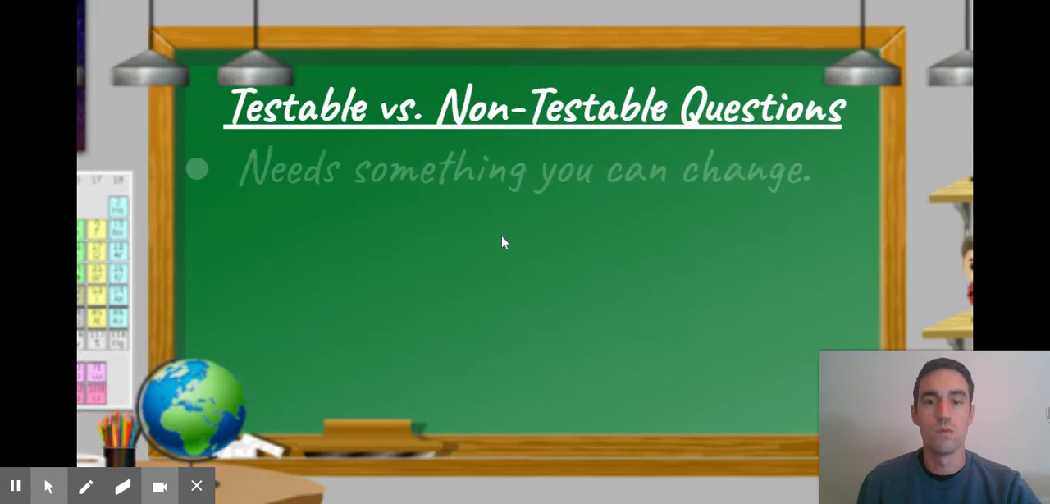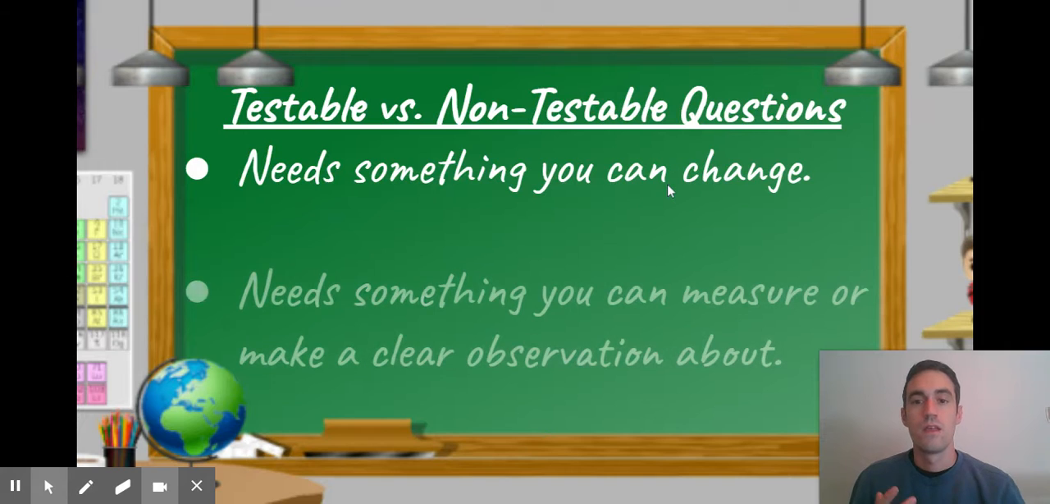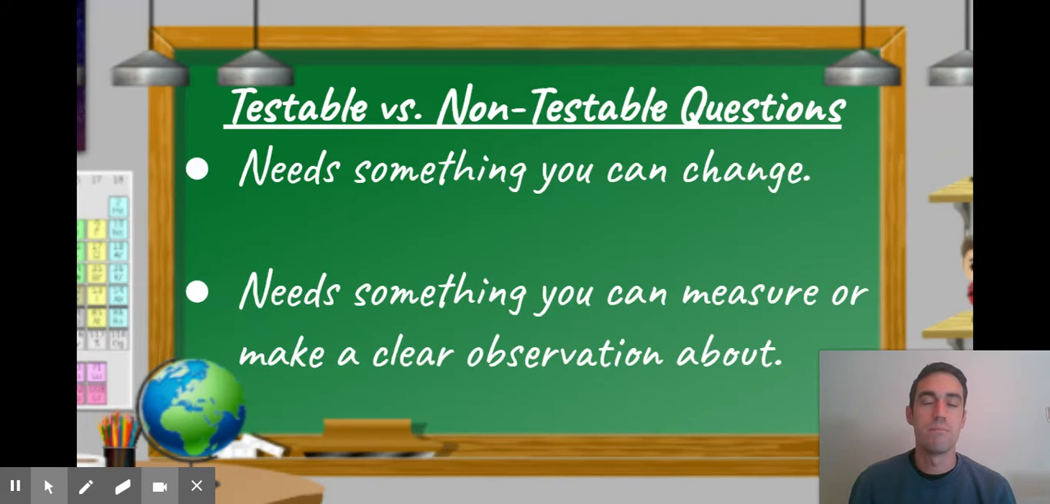So to make a question testable, we need two things. One is something that can change. We need to be able to change something about what we're testing, or at least compare it to how it was previously. Typically in an experiment, you will have two different subjects that you're testing, and you are changing one thing about them. The other thing that you need is something that you can measure or make a clear observation about. The best case is that you can actually measure a change.